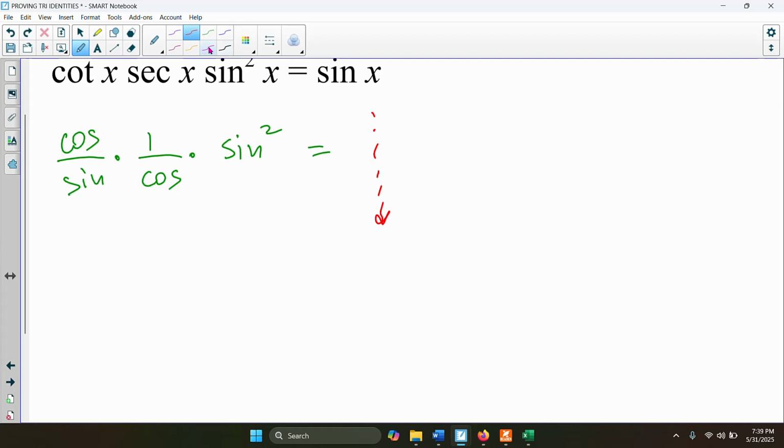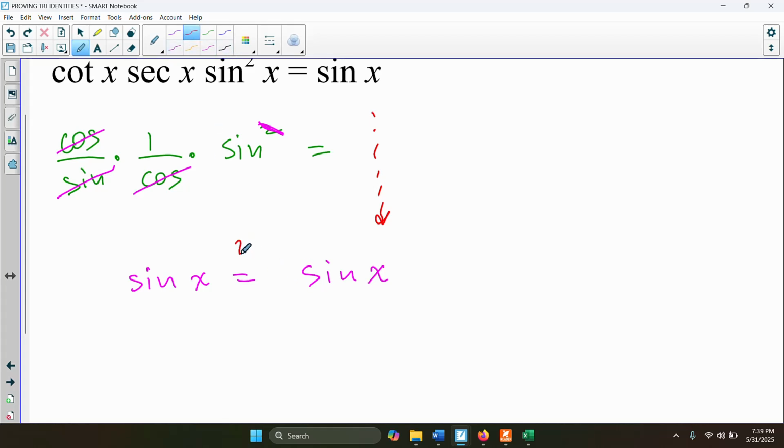Well, what happens here? The simplification is the cosines go away. They cancel. And I have a sine squared and a sine in the denominator. Well, this is going to cancel with one of these, leaving you with just sine on the left-hand side. And on the right-hand side, there was a sine the whole time. It just dropped down, sine of x. And at this point, I will put x, only for sort of mathematical grammar.